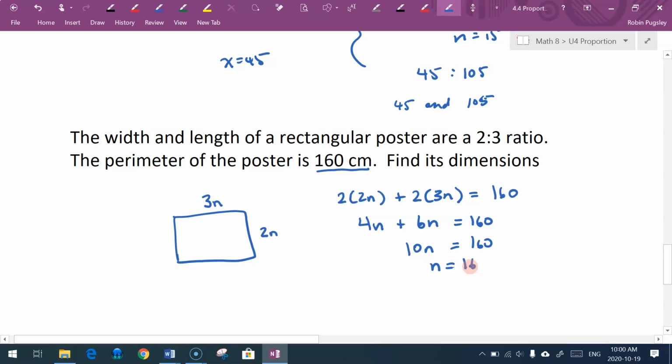We can find the dimensions simply by multiplying by 16. So we know that 3 times 16 is 48 length. 2 times 16 is a 32 width. Okay, so again, we use that same concept.